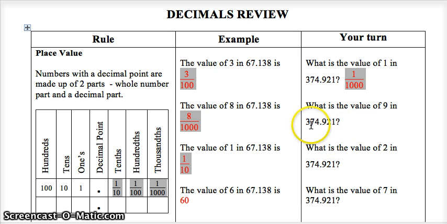The value of the 9. The 374 is the whole number part. Then we've got the decimal point. The 9 is in the tenths column. So the value of the 9 should be 9/10 because it's in the tenths column.